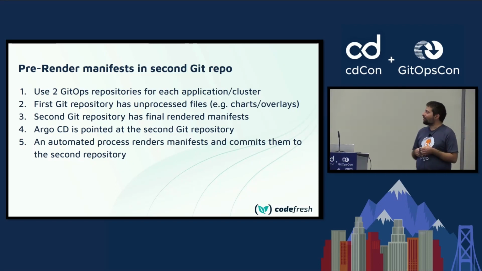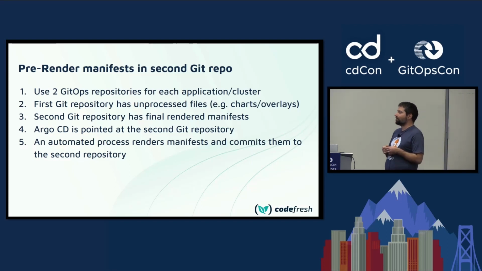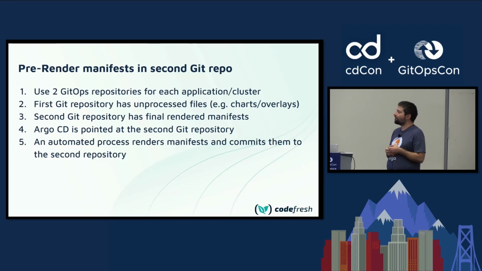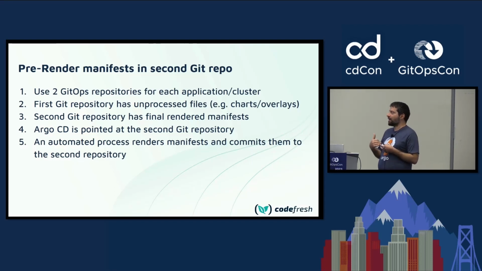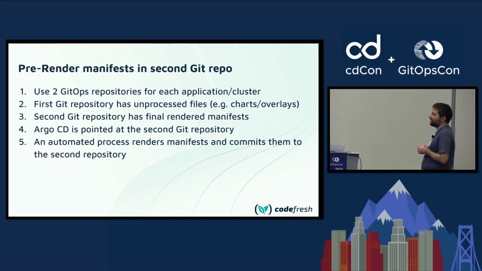So another approach is essentially you pre-render the manifests and save them to an external Git repository. And this is a third Git repository. Remember, we said that one of the good Argo CD practices is to have a Git repository for the source code and a Git repository for the manifest. Now we have a third Git repository that has manifests. And Argo CD is looking at that second Git repository. Argo CD is only looking at final rendered manifest. It doesn't know about anything else.